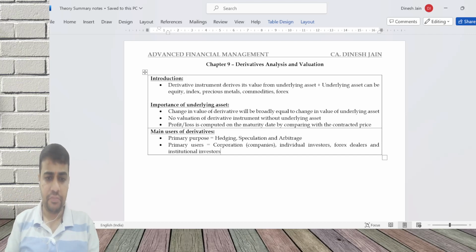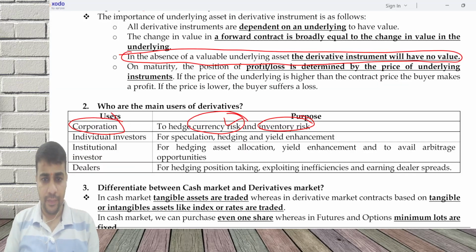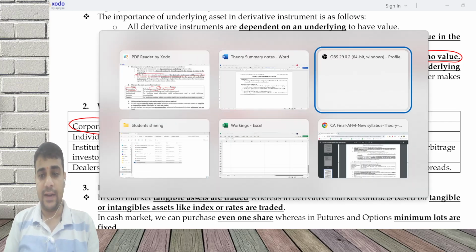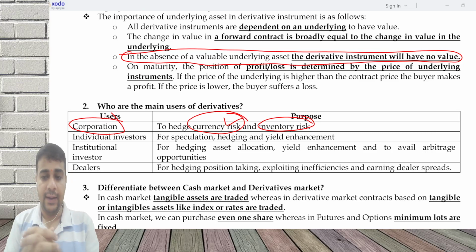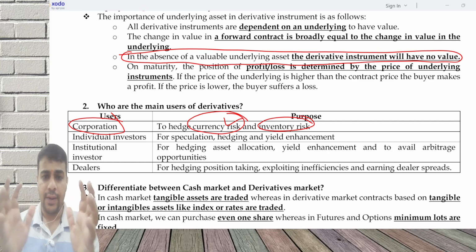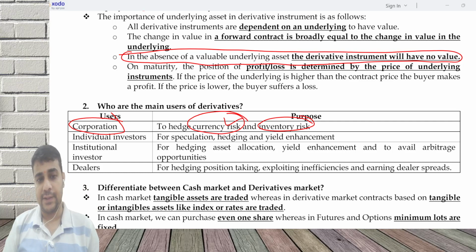Okay, I'll move to the next one. What is the difference between cash market and derivatives market? Let's first understand what is cash market and derivatives market. In the ICI material, one point which is given, I don't agree to it, but otherwise broadly they have explained the differences.